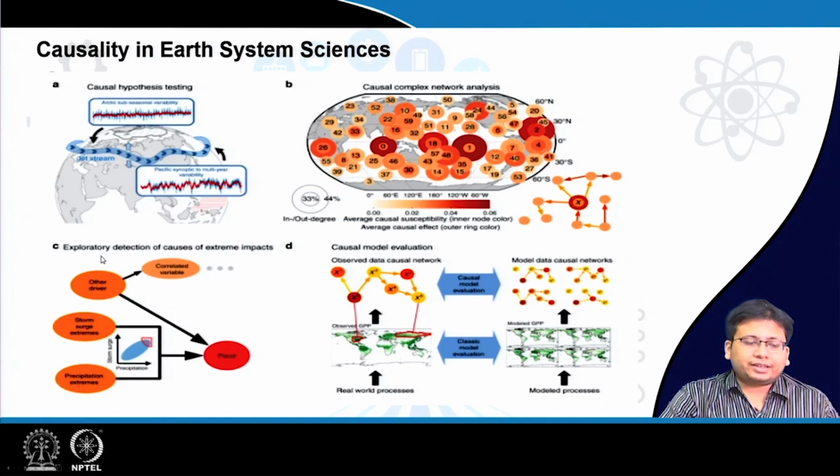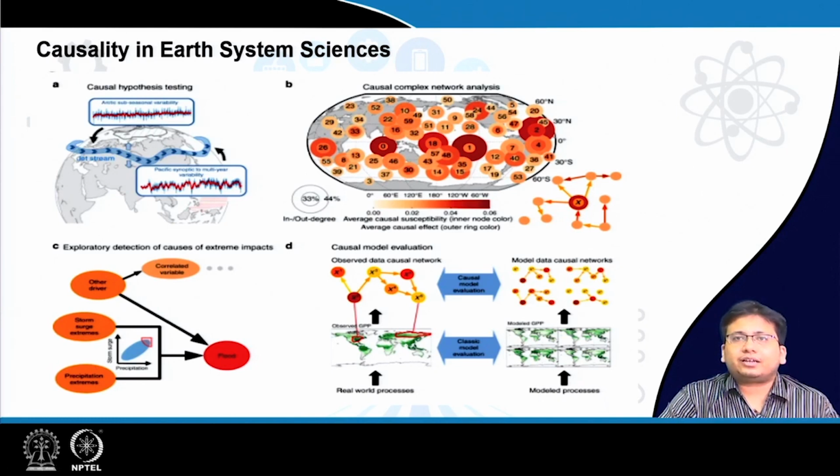Then another important set of problems is that of attribution, and especially the attribution of extreme events. Say, for example, a heavy rainfall event or a cyclone happened in some region. Can we attribute that to a larger phenomenon like climate change? Can we say that had climate change not happened, had we been at the same climate as, let us say, 200 years earlier, then this particular event would not have happened?